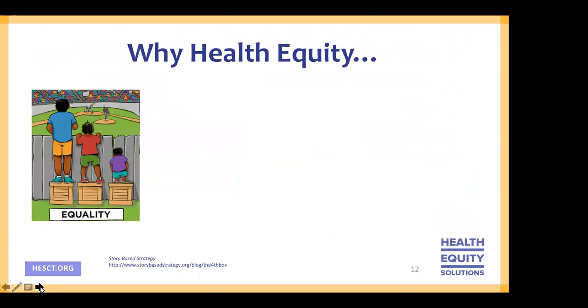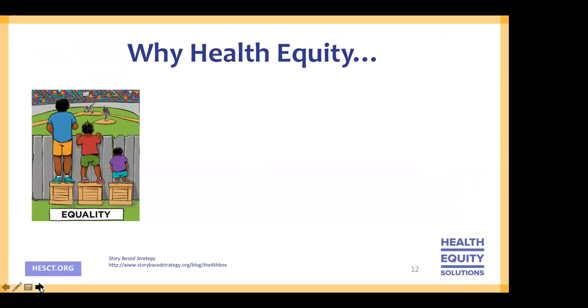So here we see three boys, and for the purposes of our talk, we're going to say that these boys are the same age. We have three boys who are having an opportunity to look at the All-American game of baseball. They're just trying to get a little bit of joy in their life right now. And we all know baseball is a fun thing.